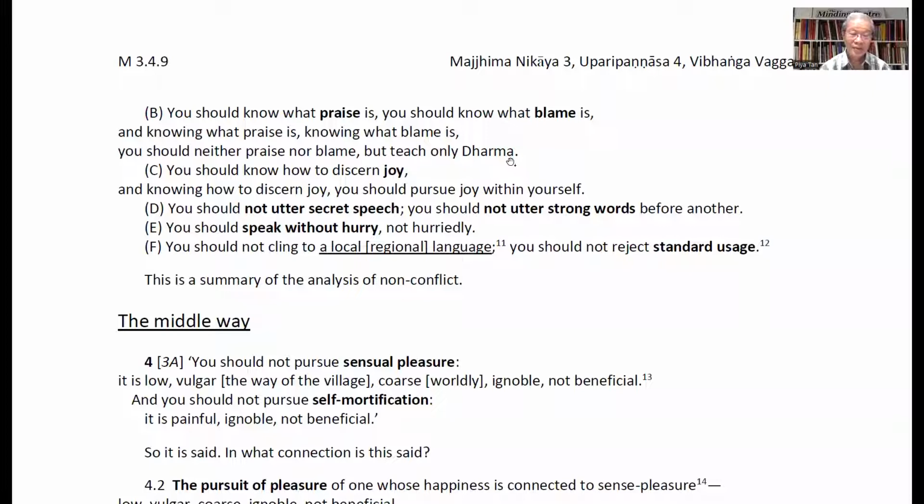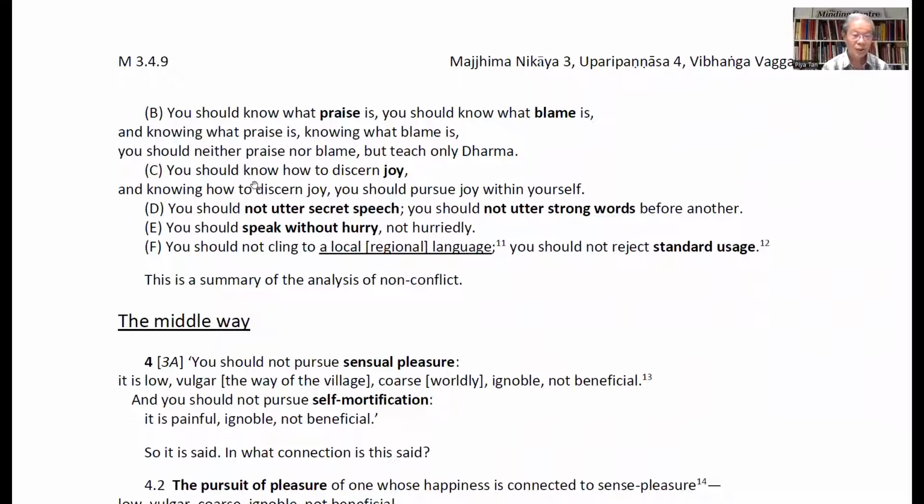So we already have a good idea. The Buddha is talking about how we should teach Dhamma. When teaching Dhamma, you should not praise or blame people. This is not easy, okay? But this is the ideal. We try our best. If you can do this, then people will feel happy. In fact, this is what is in the next point, C.